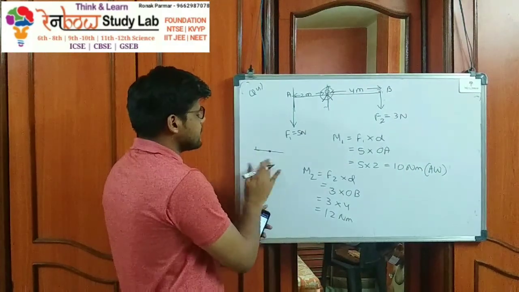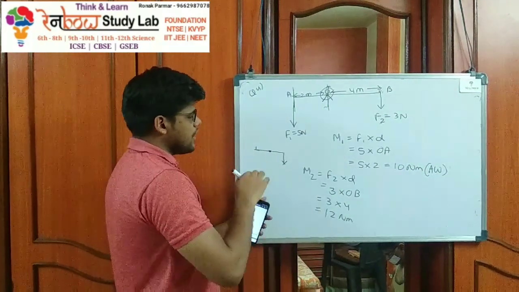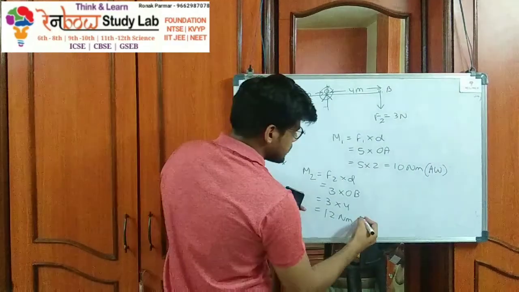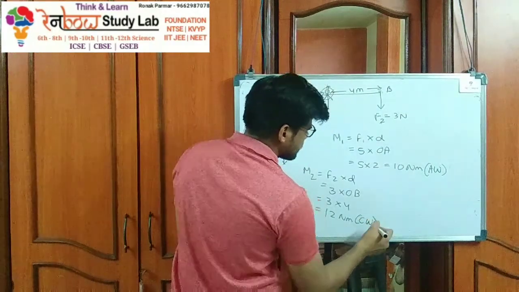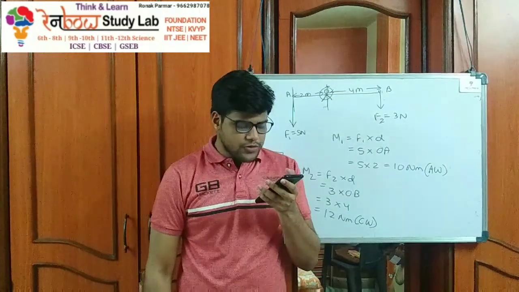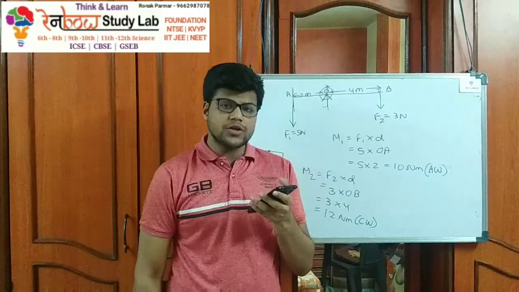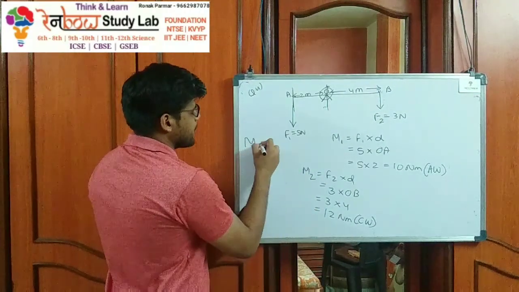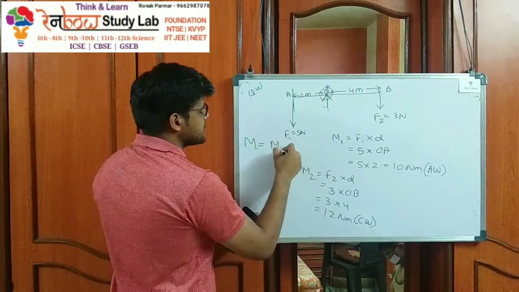And in the second case, if you are applying force here and the pivot point is here, it will try to create a clockwise rotation. So this is clockwise. Now part 3, total moment of two forces about O. What will be the total moment? Now the total moment M will be the addition of them, M1 plus M2.